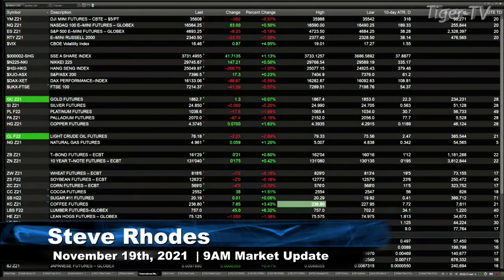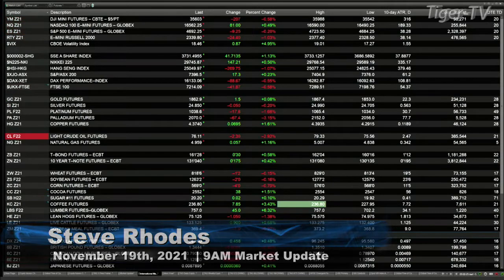Currently we're taking a look at the equity futures, a mixed bag. You've got the Dow futures trading down 200 points. The NASDAQ is trading up 83. The S&P is down 8. The Russell 2000 is down 24 points.